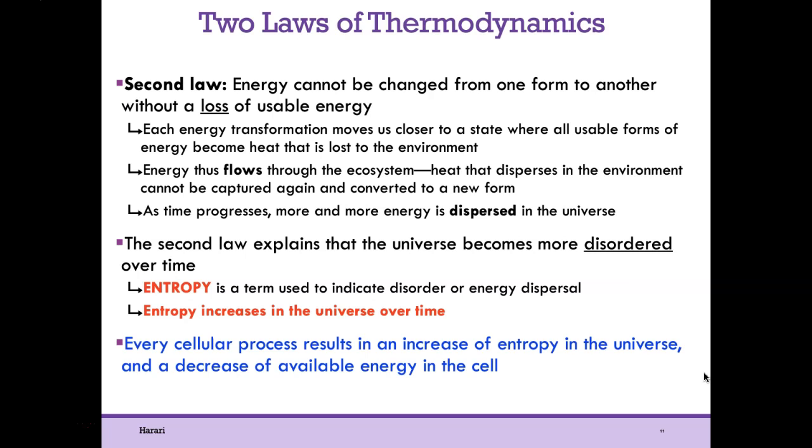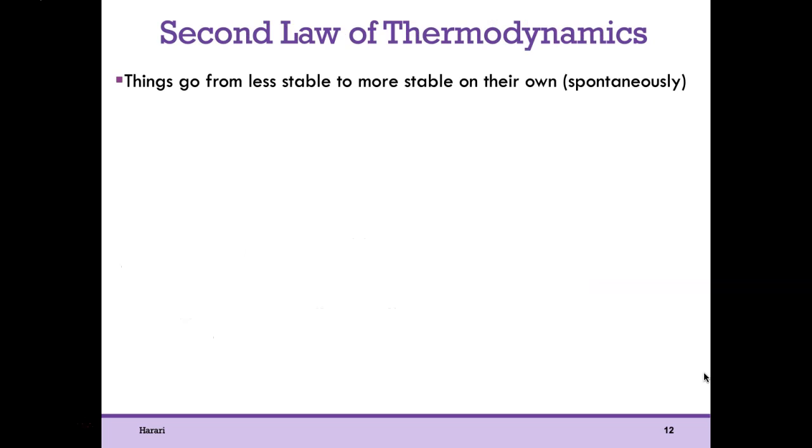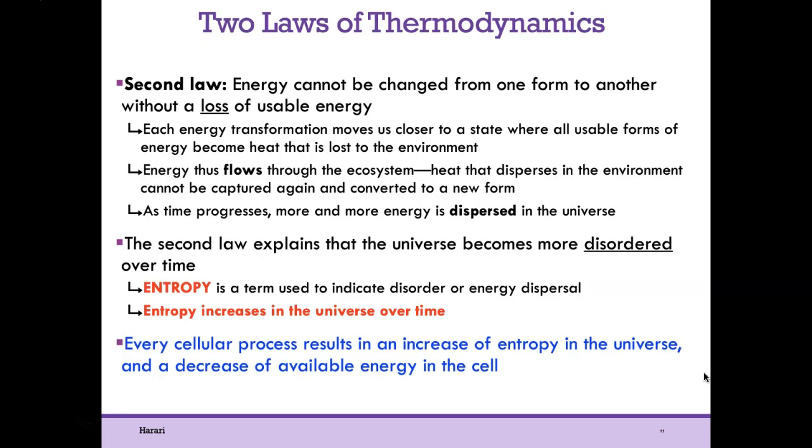Right? And every cellular process results in an increase in entropy in the universe and a decrease of available energy in the cell. So this is a very, very important concept. I just want to talk about this a little more before I go on, because organisms seem very highly organized, right? So how do organisms continue to stay organized if things want to get more disordered over time? But it turns out we have a constant input of energy from the sun. So we constantly need to use the energy of the sun to maintain our organization and our order.